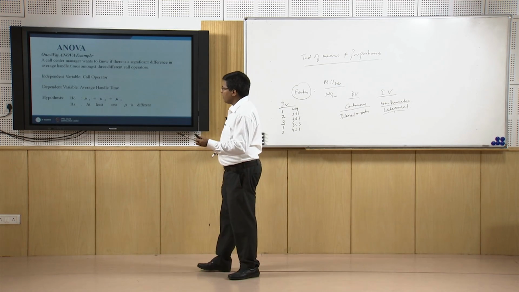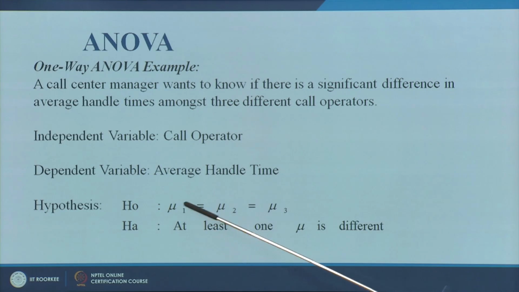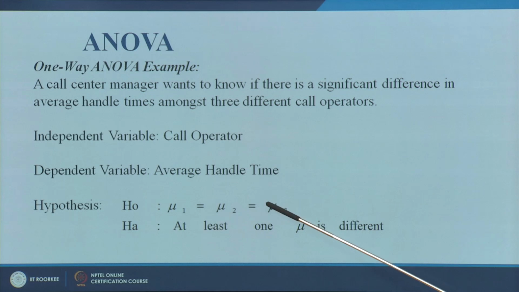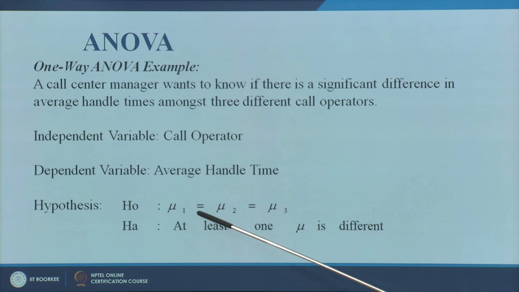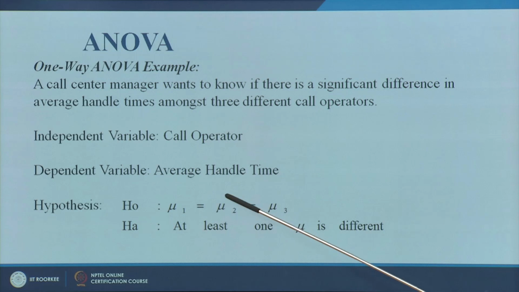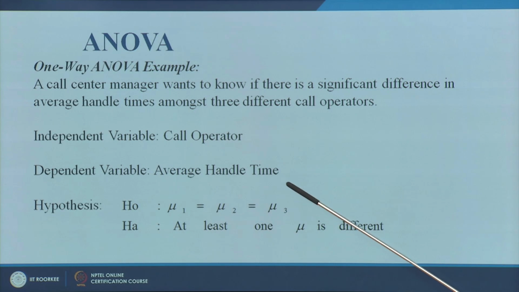So, now the hypothesis is that mu 1 is equal to mu 2 is equal to mu 3, because there are 3 operators. We are saying the average time taken by the first operator is equal to the average time taken by the second operator, which is equal to the average time taken by the third operator.